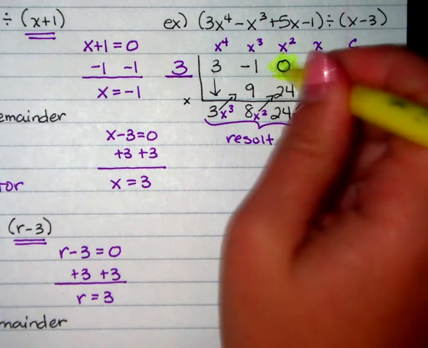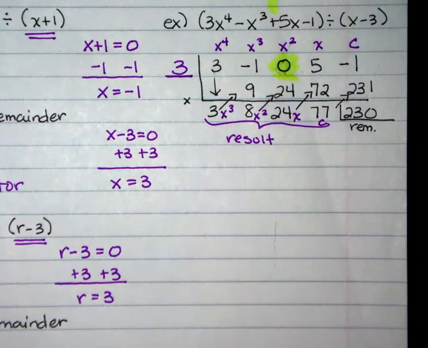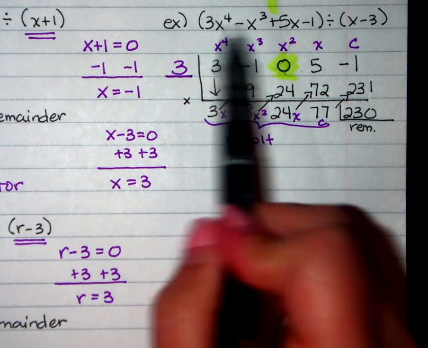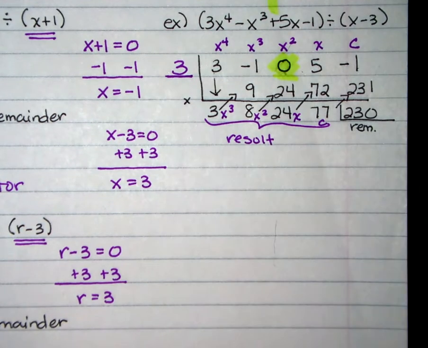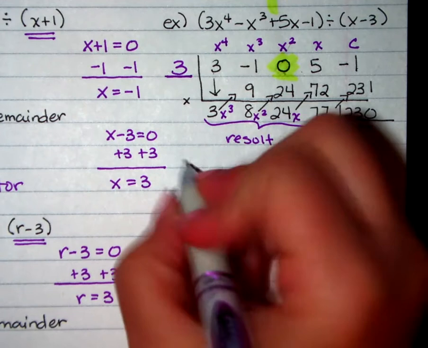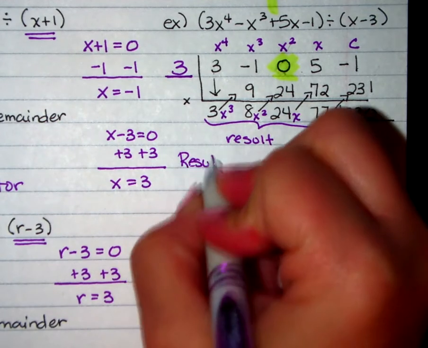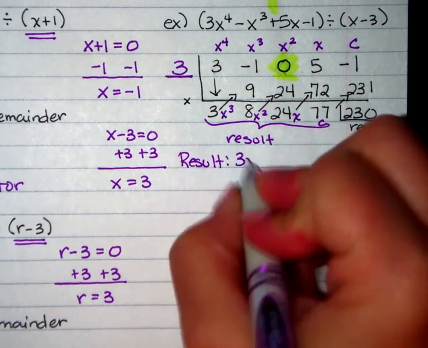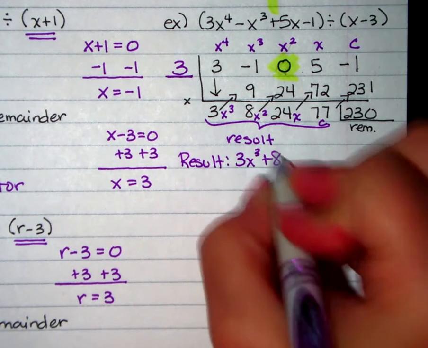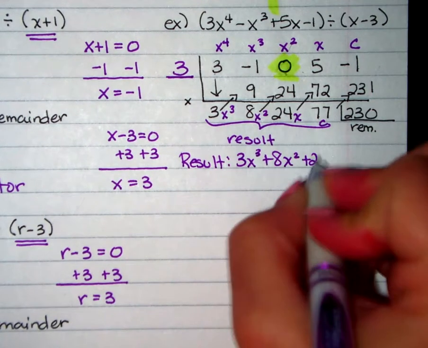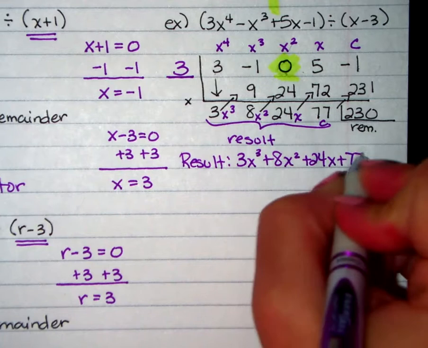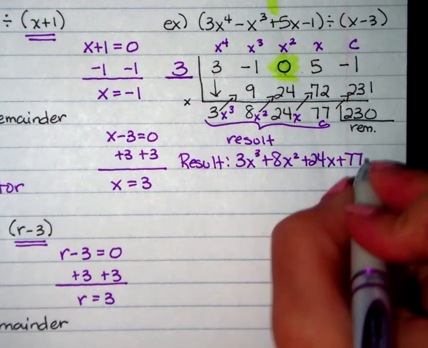So let's write our result. 3x cubed plus 8x squared plus 24x plus 77 plus, let's see if I can get it on here, 230 divided by my divisor, which was x minus 3. And again, what does that mean in terms of the factor? That means that x minus 3 is not a factor.